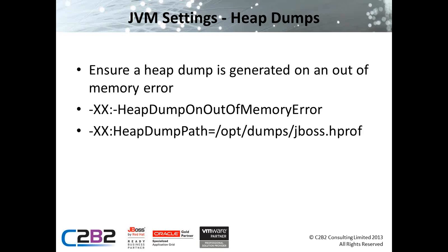There's no overhead running with this option, so it's very useful in a production system where something like an out-of-memory error could take a long time to come about. So basically we tell it, on an out-of-memory error, to perform a heap dump, and we give it a path to the file we want it to produce when it creates that heap dump.